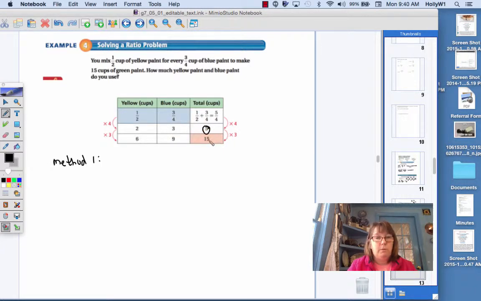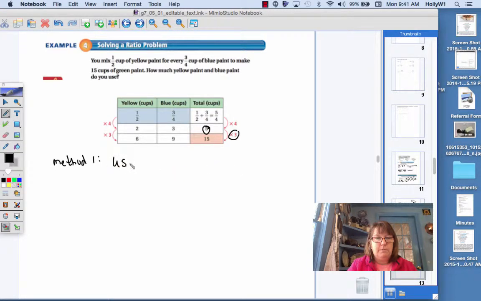Well, really what I want is 15. So if I take the 5 cups and multiply that by 3, I end up with 15. Well, I have to multiply the number of blue cups then by 3. I get 9. The number of yellow cups by 3, and I get 6. And happily, it all works out that 6 cups of yellow paint plus 9 cups of blue paint gives me the 15. So that's the first way.